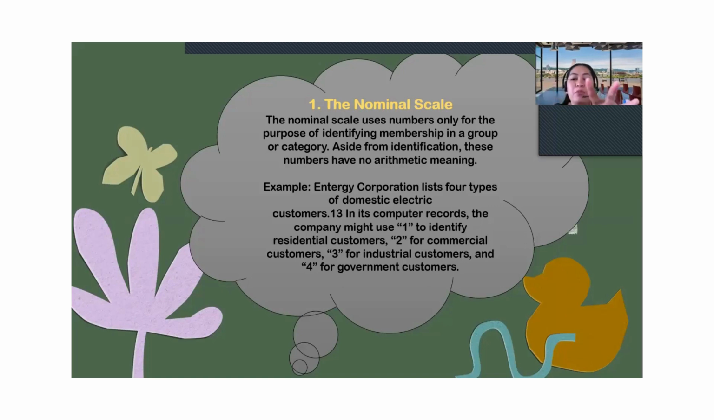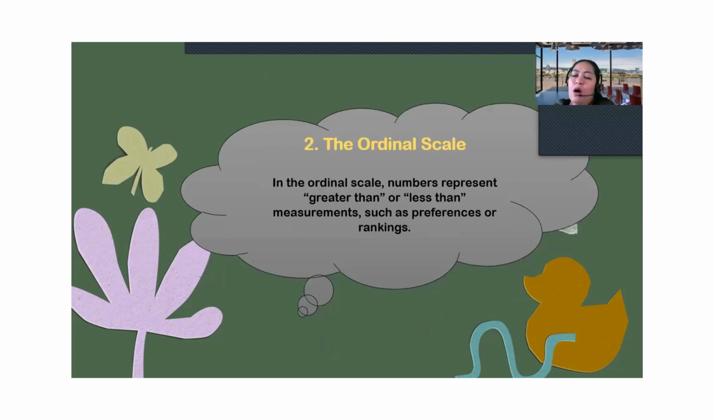So the numbers in a nominal scale do not typically mean the number itself. The number is just being used to identify the categories of people or groups. In this Entergy Corporation example, they have categorized the customers as residential, commercial, industrial, and government, and instead of using the words themselves, they use numbers like 1, 2, 3, and 4. Next is the ordinal scale.